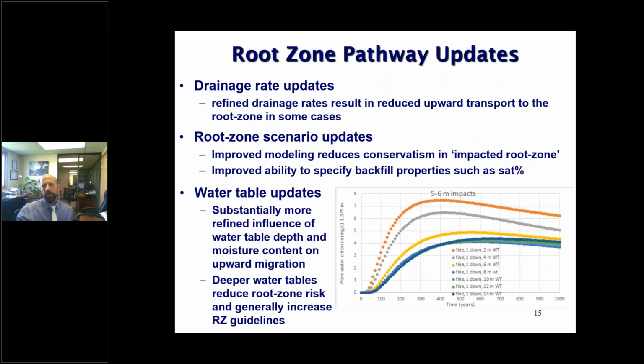So one of these pathways, the root zone pathway, results in getting a little bit of feedback here. I'm not sure where that's coming from right now.